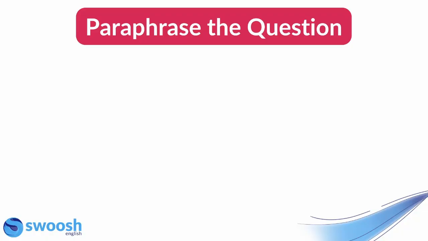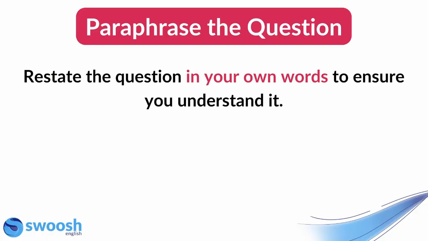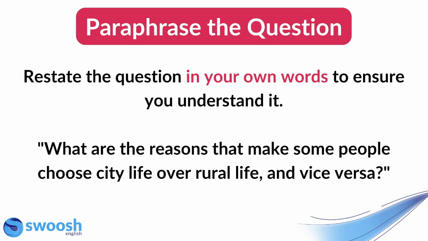Next, you're going to paraphrase the question. This means restating the question in your own words to ensure that you understand it. For example, what are the reasons that make some people choose city life over rural life and vice versa? So in that way, we've paraphrased the question to make sure that we really understand it. Now, this is not something that you need to do out loud to the examiner. It's just a quick thing that you can do in your head before you start to answer.